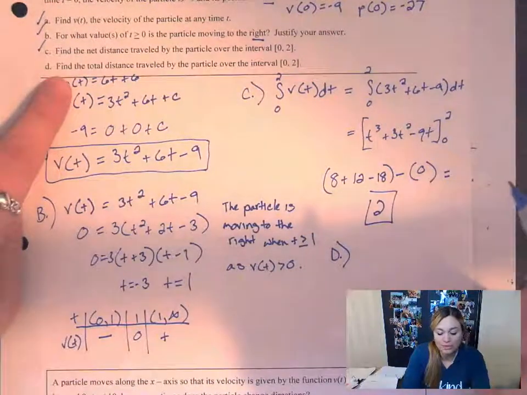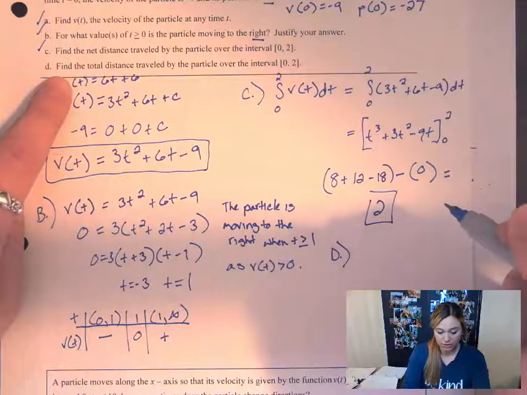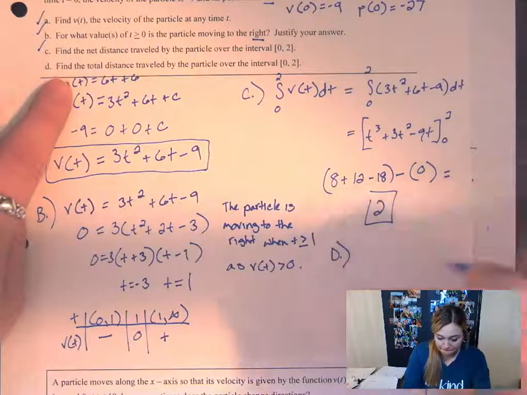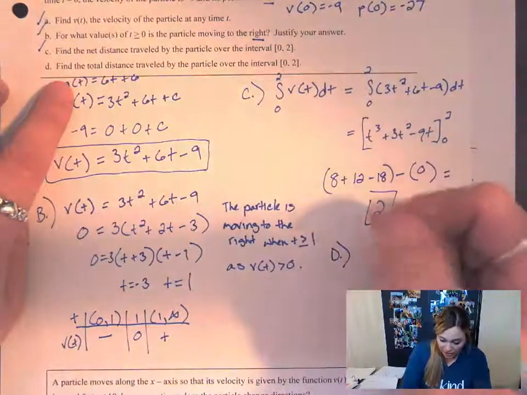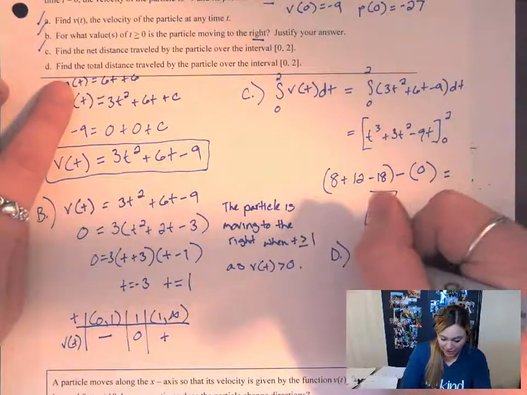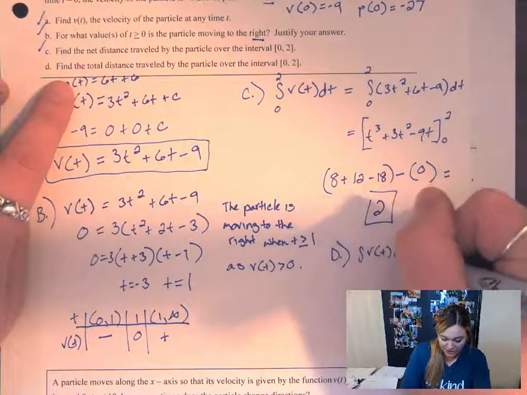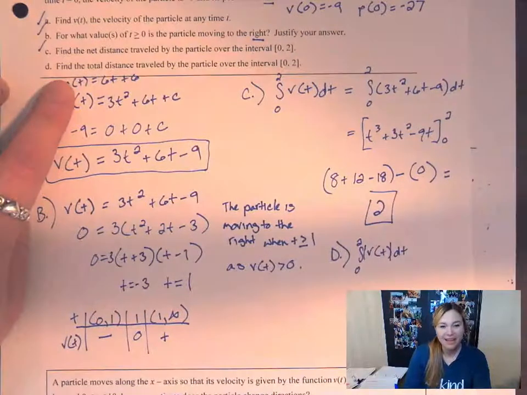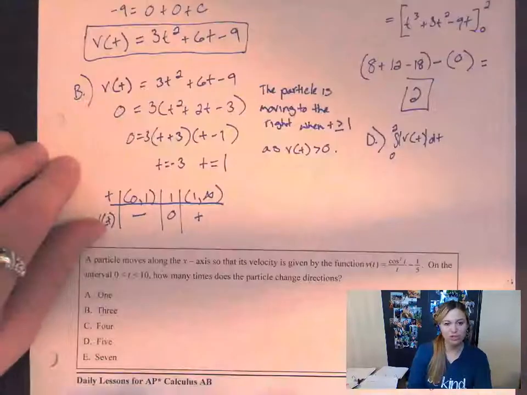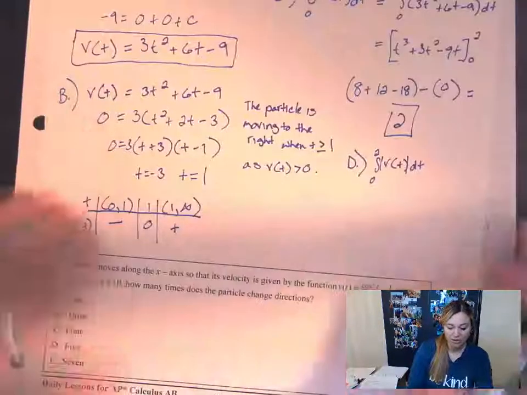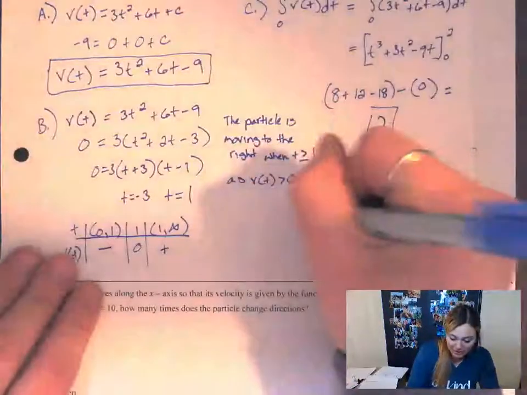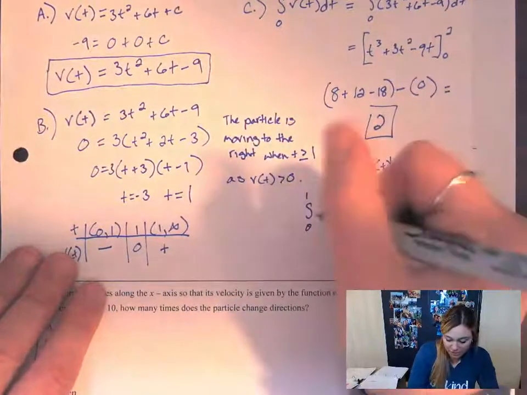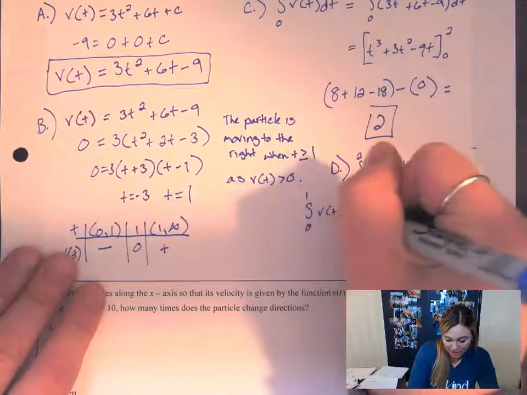Find the total distance traveled on this interval from 0 to 2. So the total distance traveled on this interval from 0 to 2. And I'm going to think, okay, total distance is the absolute value of v of t dt from 0 to 2. But I know this particle changes directions at time t equals 1. So what I do here is I break this integral up from 0 to 1, v of t dt.